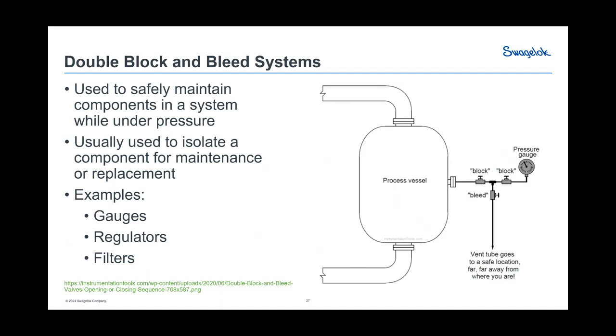So double block and bleed, if you're not familiar with it, is usually a place where you can block, let's just say this pressure gauge that's here. You can block off the pressure gauge, block off the line that has the pressure coming from the process vessel on the other side, and then bleed out that pressure, and then open up that valve to the pressure gauge, and now there's no pressure at the gauge if you have to replace it. Okay, great. This is used all over the place in oil and gas. Why? Because the processes don't shut off. So if you have to do maintenance, you need to be able to safely go in and maintain that system while the pressure is still in the lines.